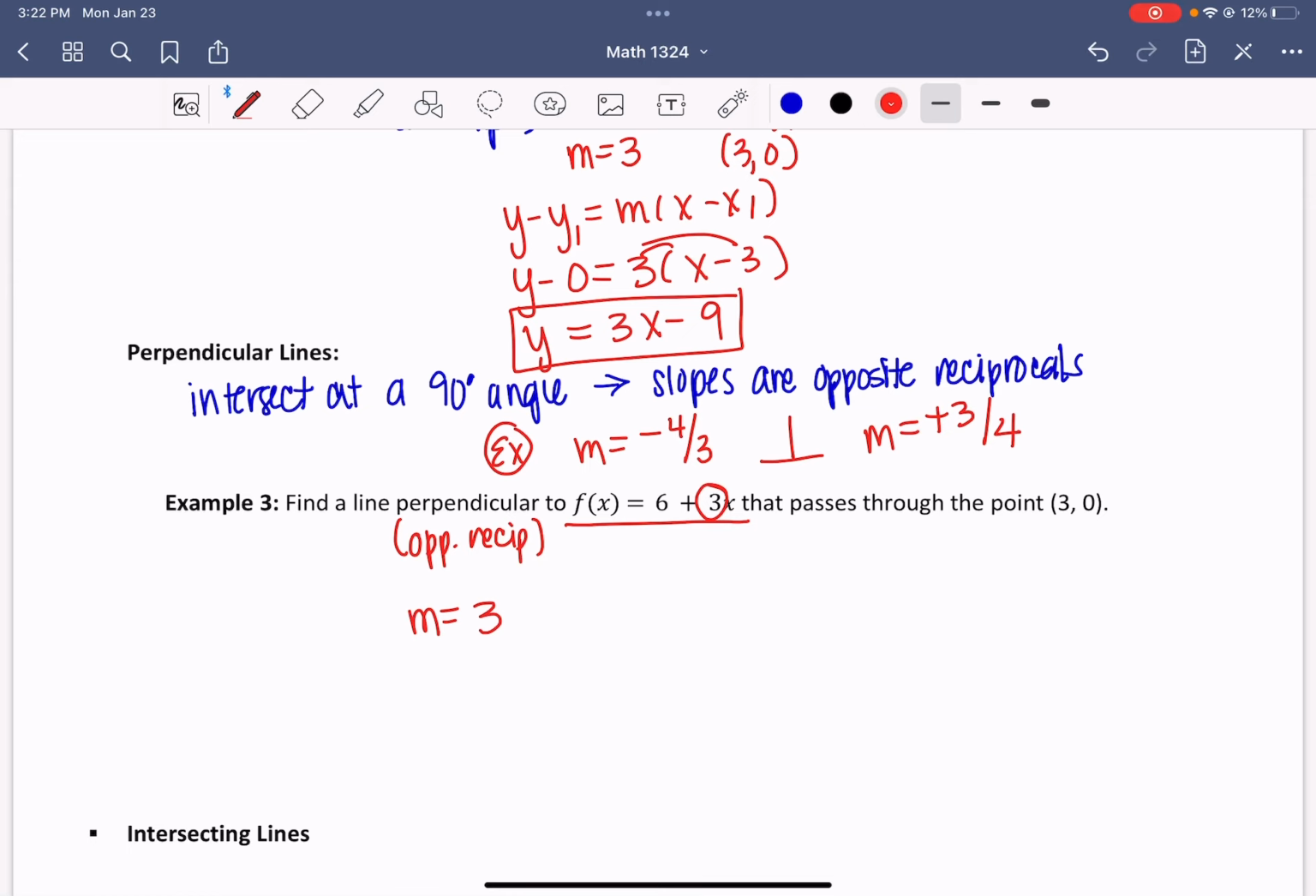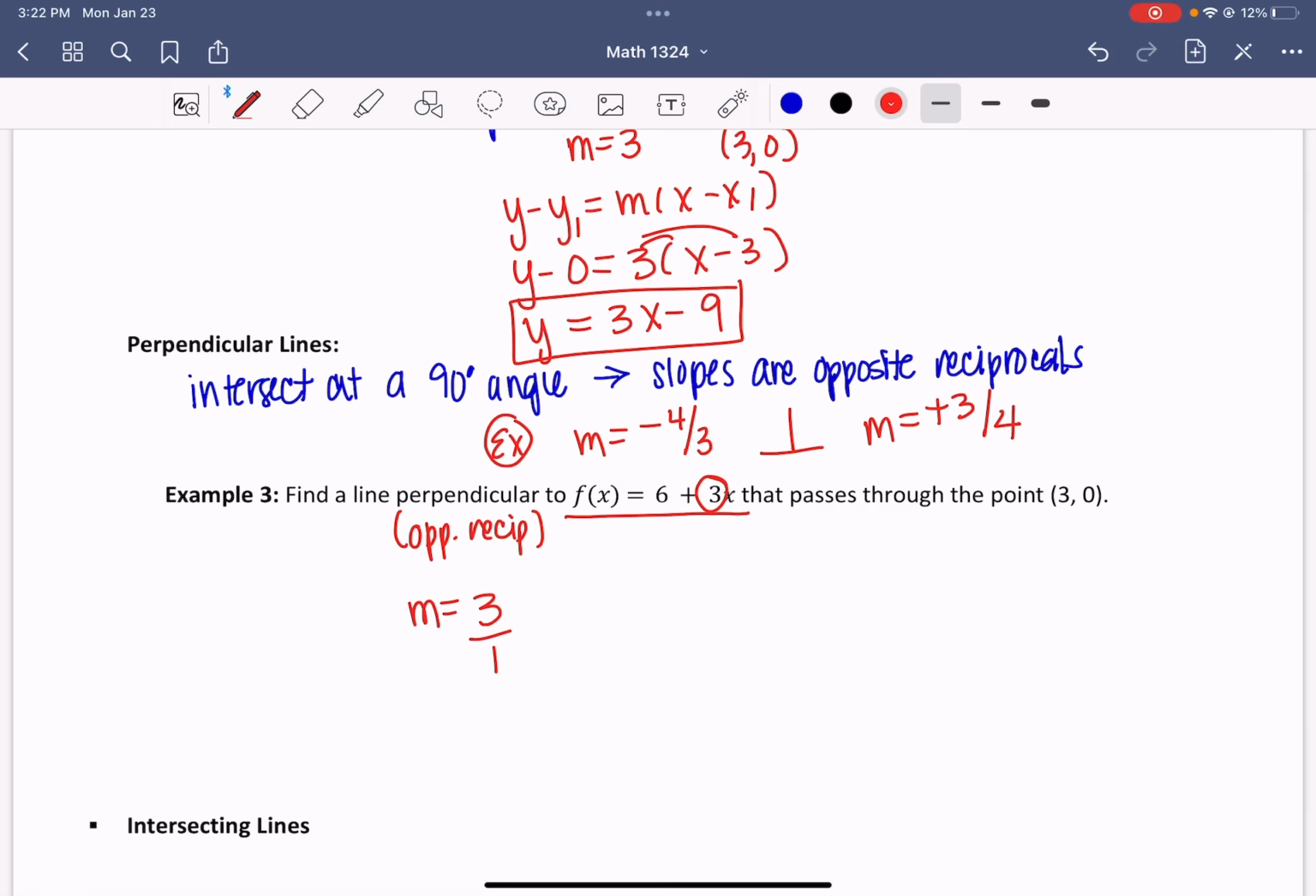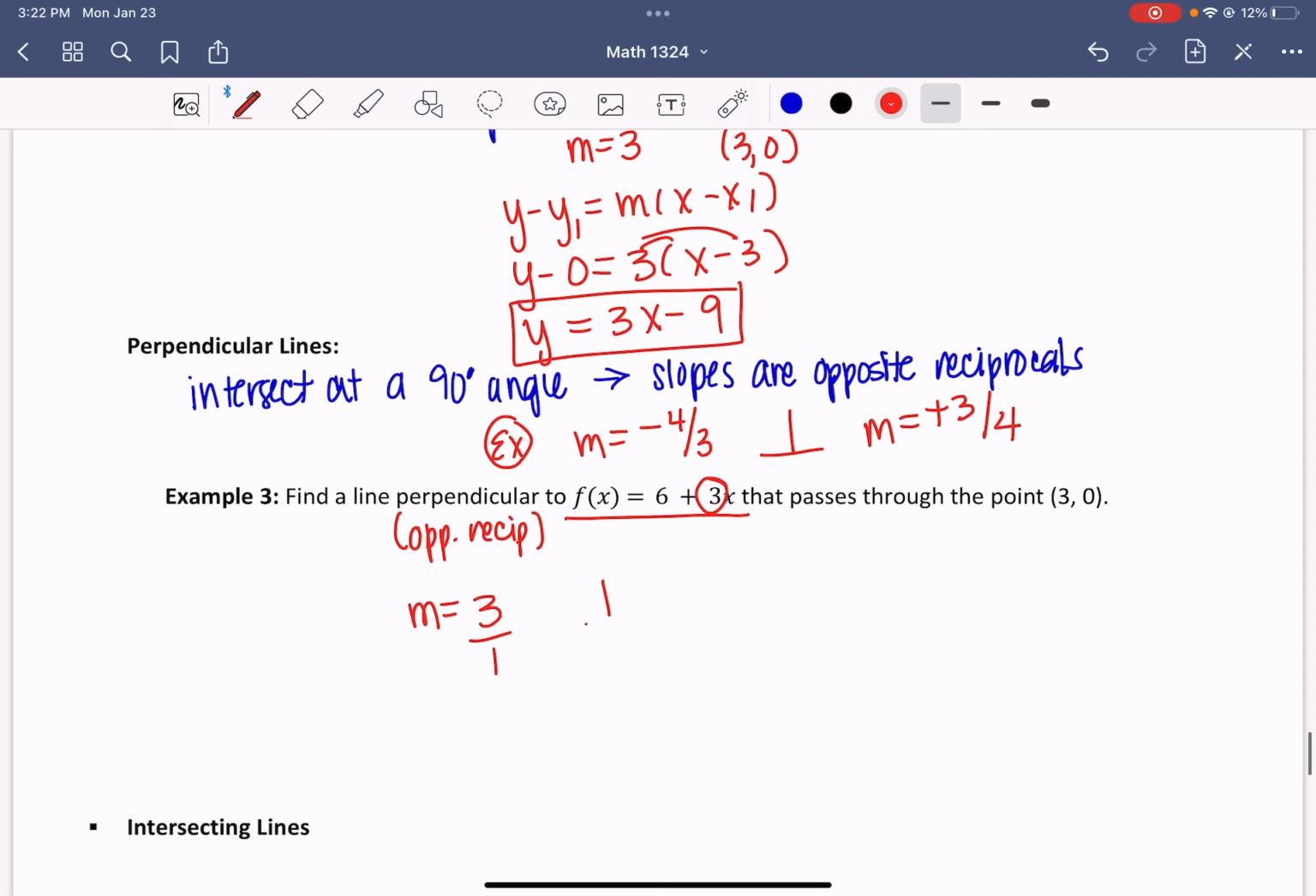Now, sometimes that can be difficult. Well, not difficult. It might throw us off because that's just an integer of 3. If you don't have a fraction, you can just put it over 1. And so now when I create the slope that I'm needing to be perpendicular, that gives me negative 1 over 3. I just flipped it and then changed the sign. So this is going to be the slope that we're going to use for the problem.